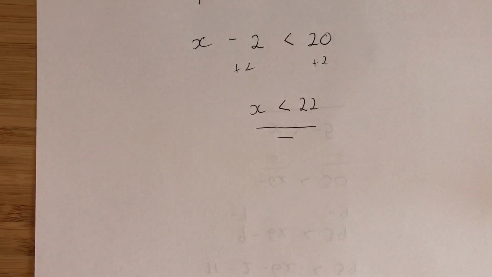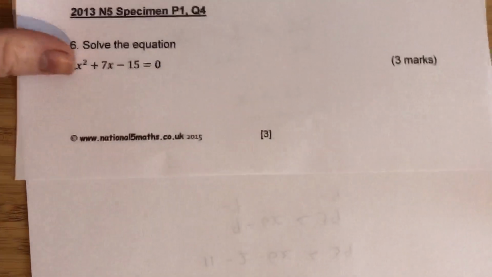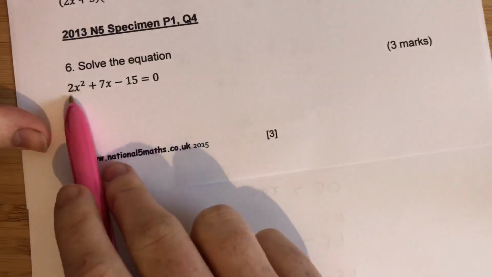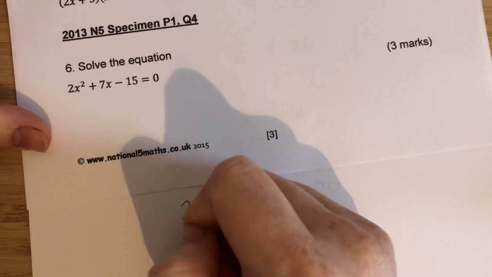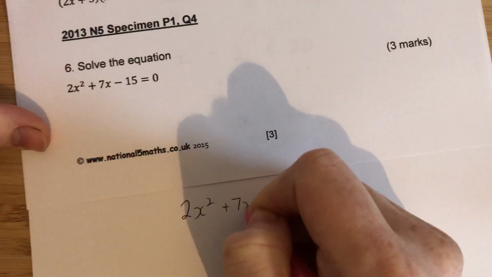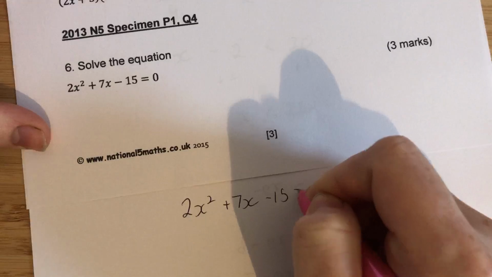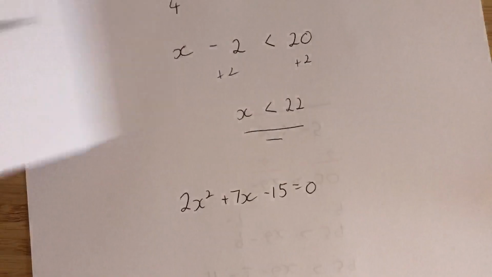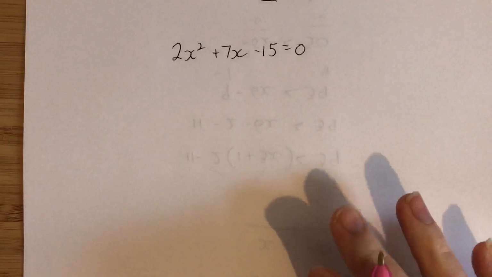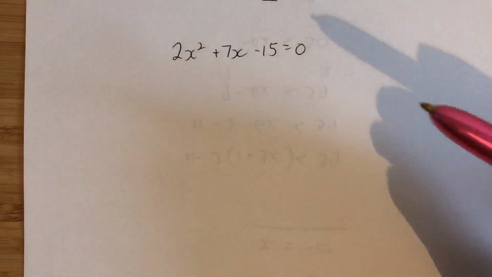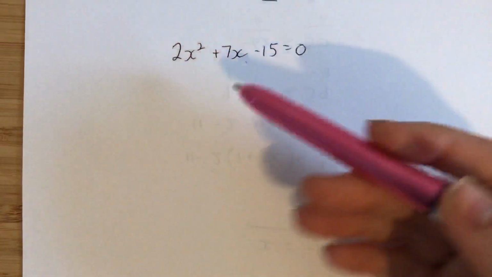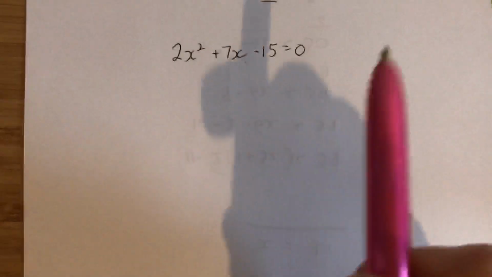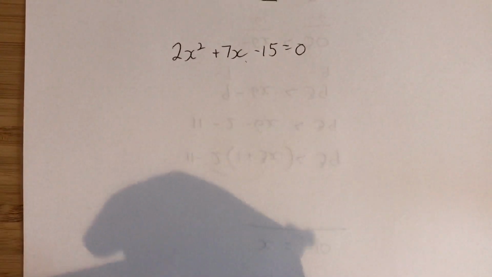Last type of one that I want to look at is an equation where we've got: solve the equation 2x squared plus 7x minus 15 equals 0. So I'm just going to write this down. This is a little bit different here. Before, we only had one type of x term. We didn't have an x squared and an x. We just had all x's, and we were able to move everything over to the right hand side to solve it.